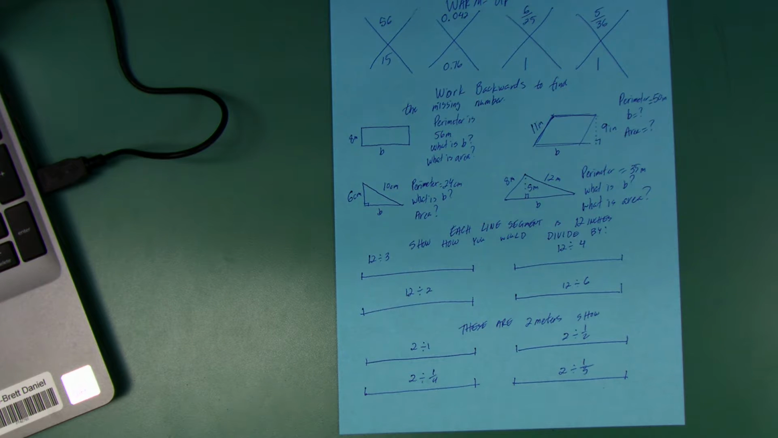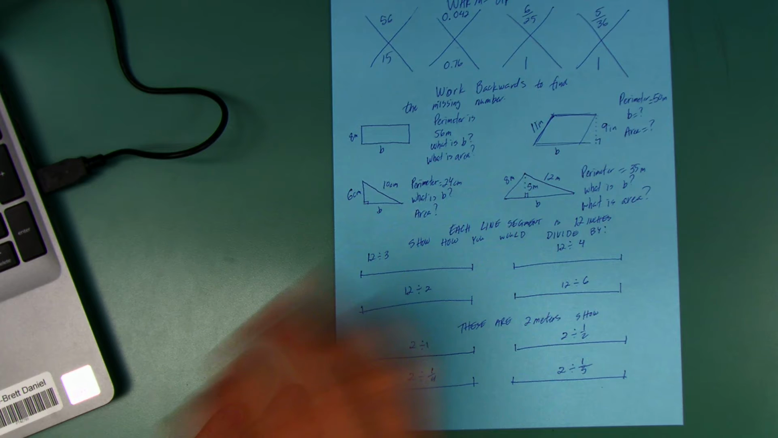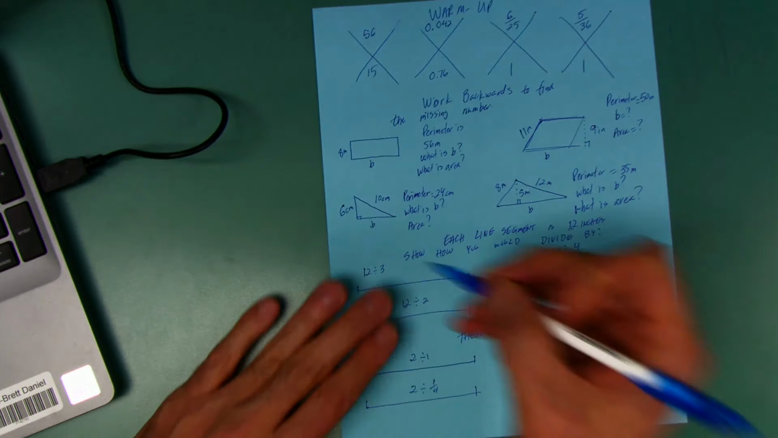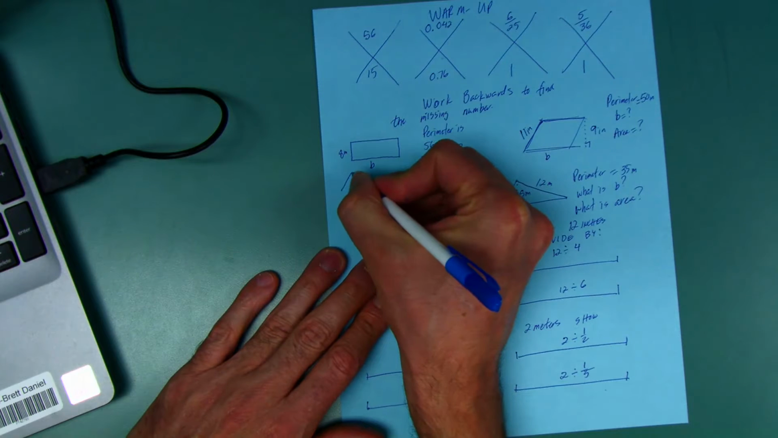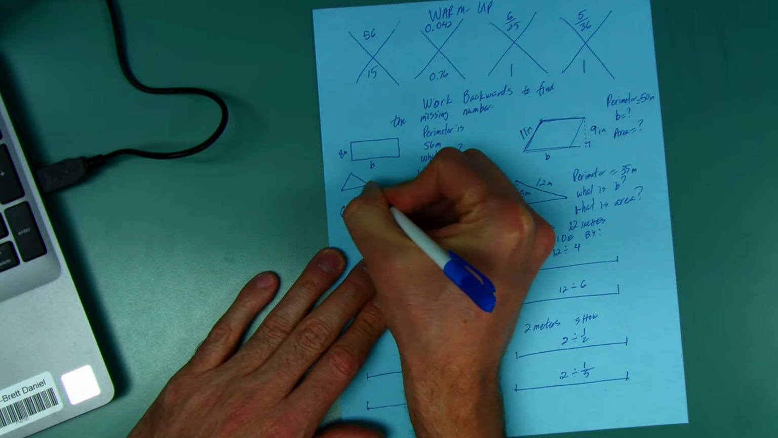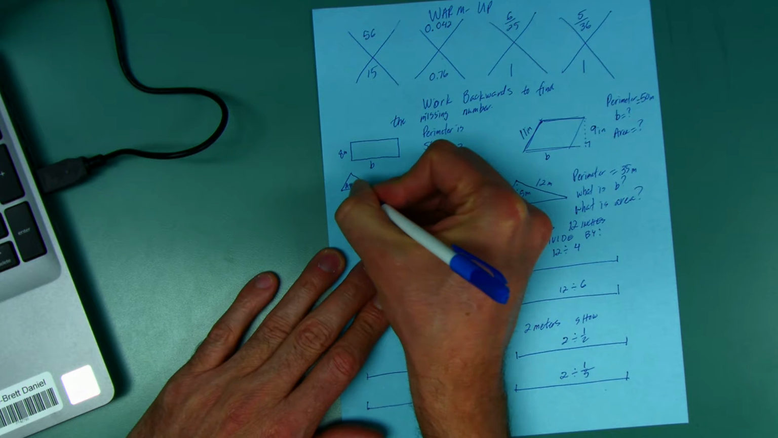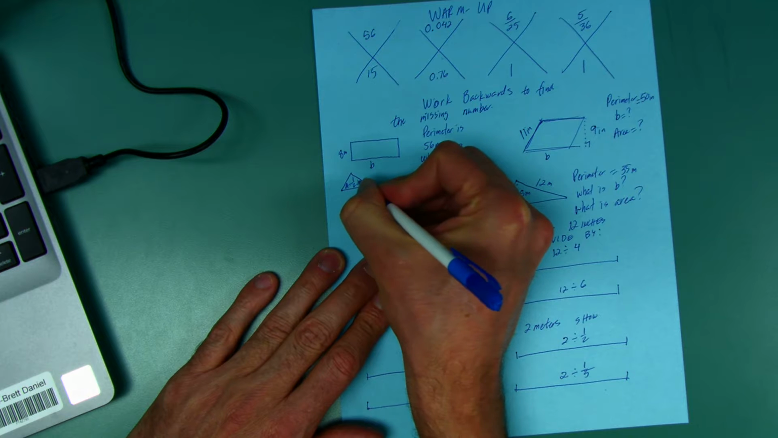Now, where do people go wrong when they are doing area of triangles is they forget that the area of a triangle is 1/2 the base times the height. Right, that's kind of small.